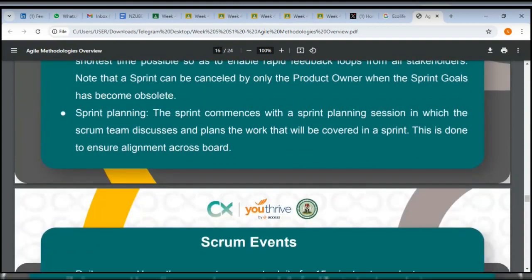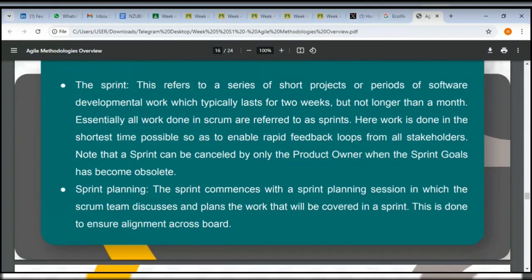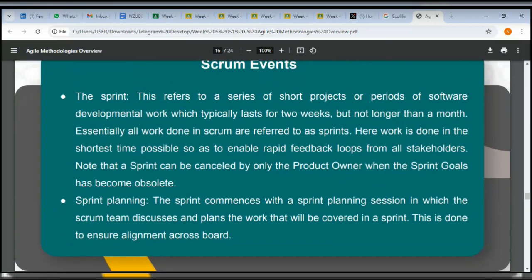So let's follow the materials. Let's not jump things. The sprint refers to a series of short projects or periods of software development work, which typically last for 2 weeks, but not longer than a month. It depends on the team.